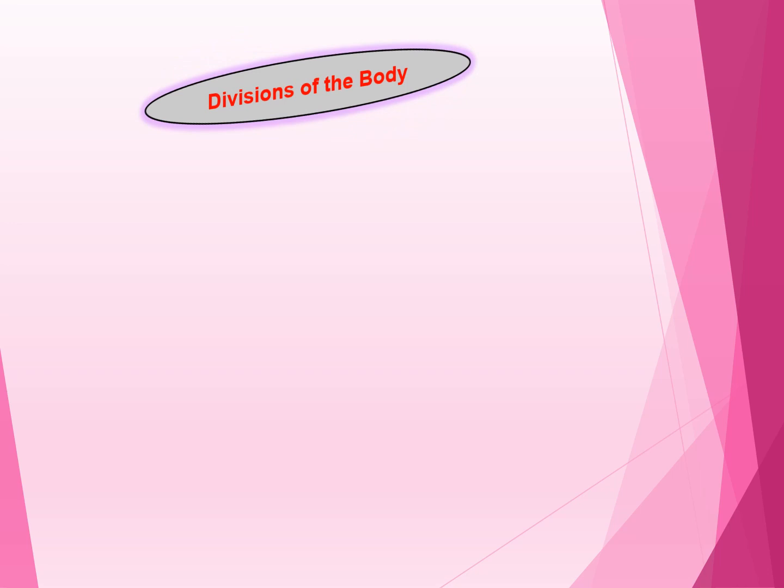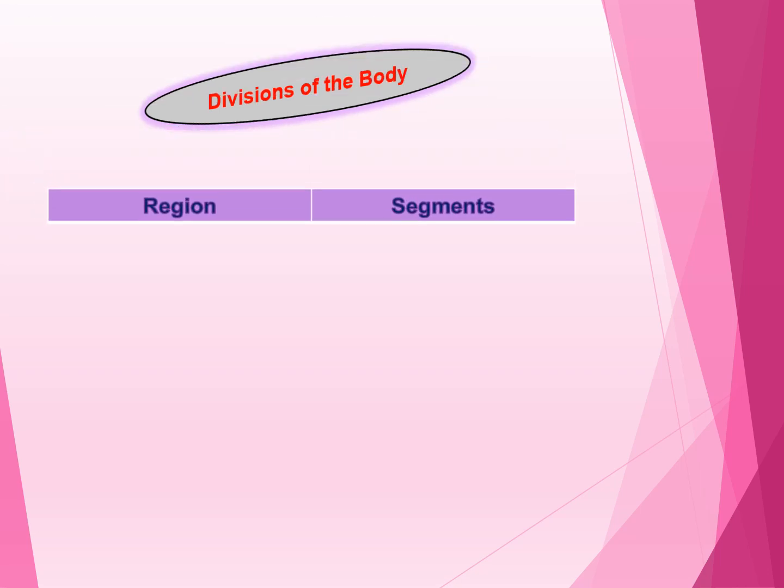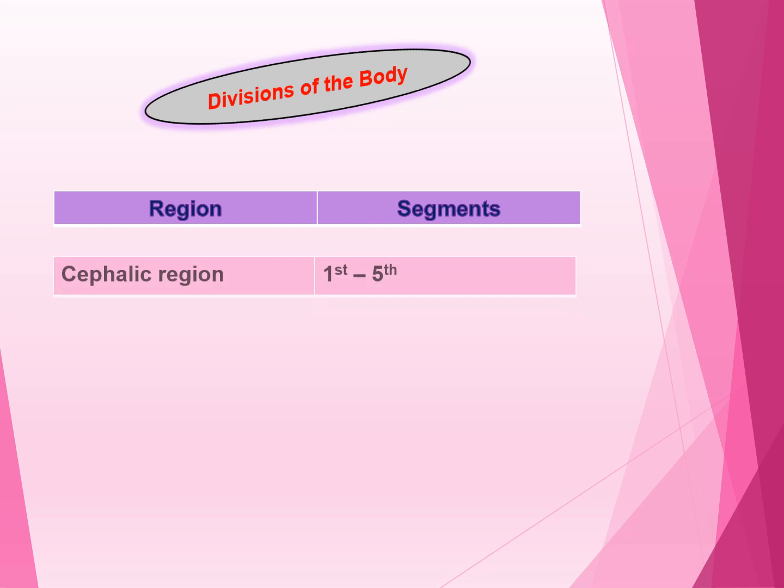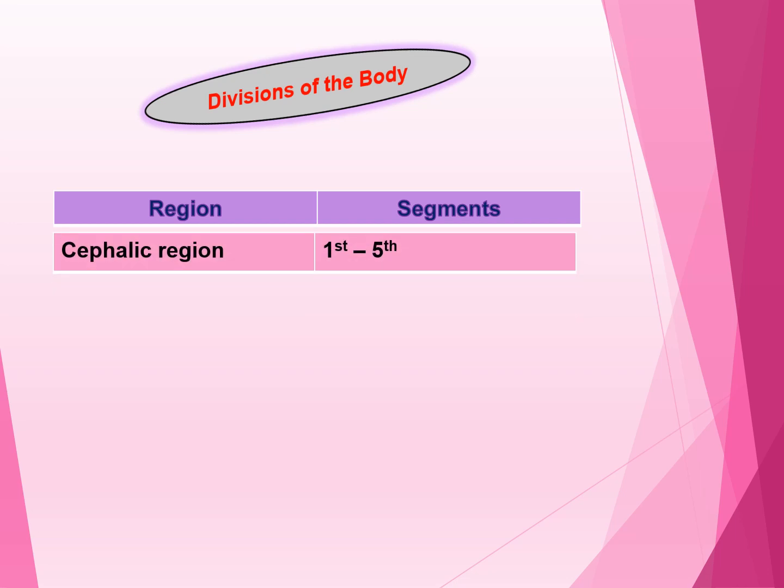Divisions of the body. The leech body is divided into 33 segments. The 33 segments are divided into 6 regions. The first region is the cephalic region, the 1st to 5th segments.